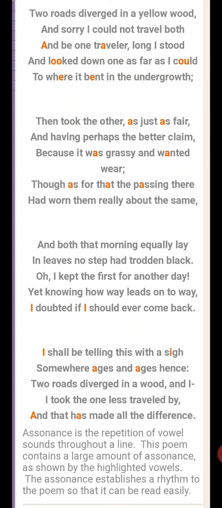Understand? It is not highlighted here. In the second stanza, Frost writes, as for that the passing there. Here, a sound is repeated. You can see the a sound in as, that and passing. Okay? So, assonance is a repetition of vowel sounds in a line of a poem. This poem contains a large amount of assonance, as shown by the red highlighted vowels, as the assonance establishes a rhythm to the poem so that it can be read easily. Understand?